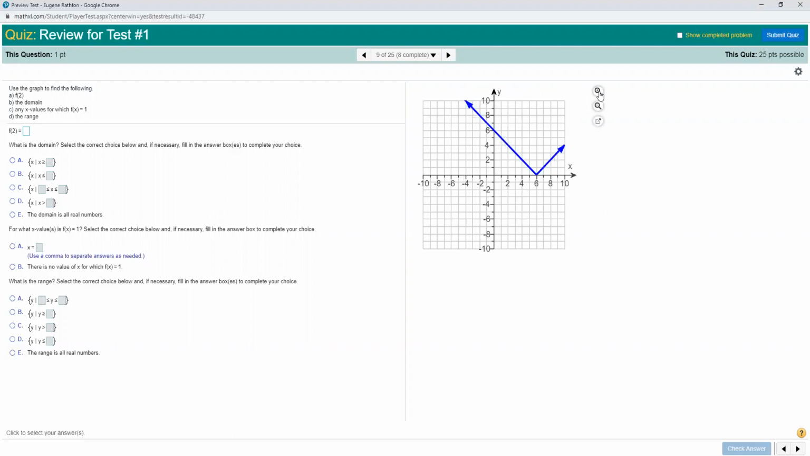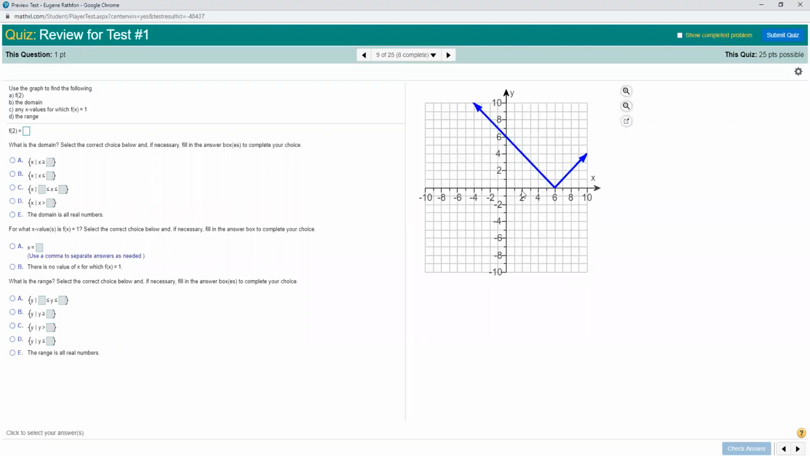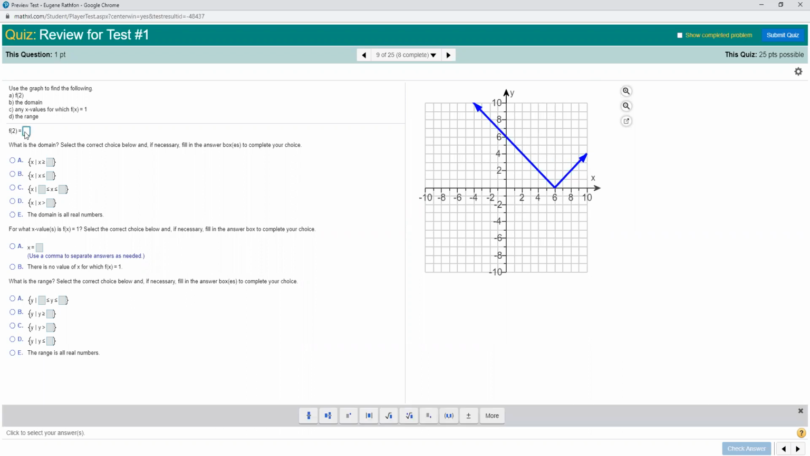So f of 2, I find 2 on the x-axis and I go straight up and see what that y value is. And let's see, if I'm up to 2 and I go straight up, I get a y value of 4, which means f of 2 is going to equal 4.